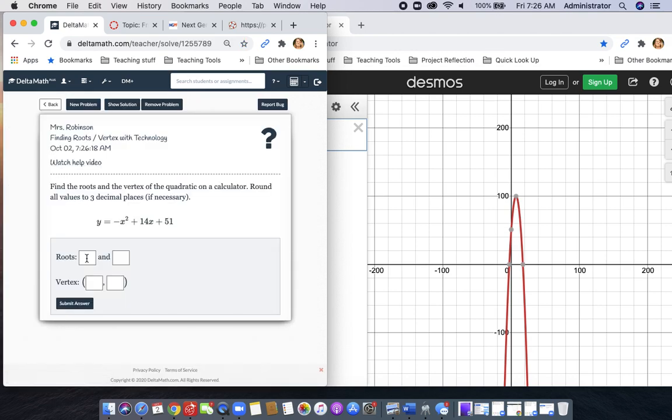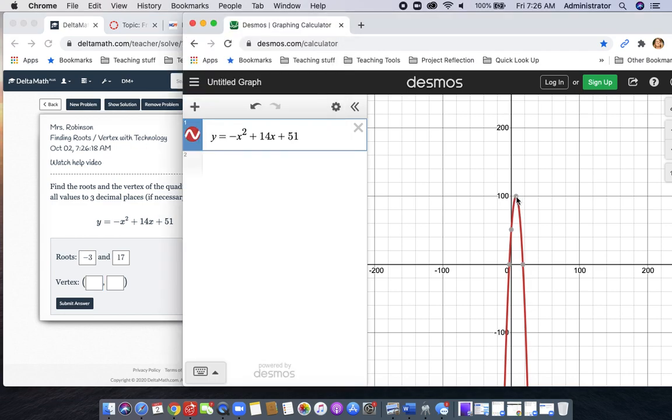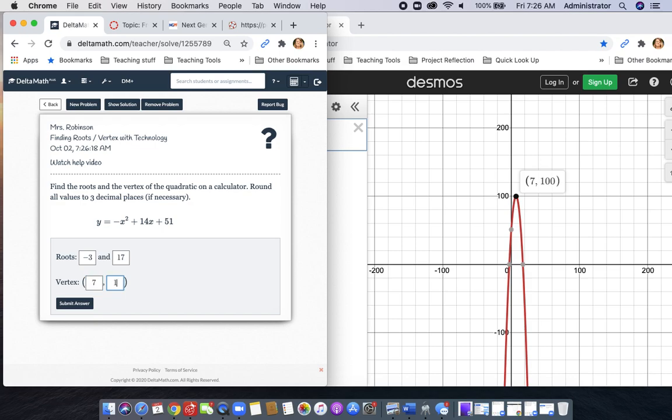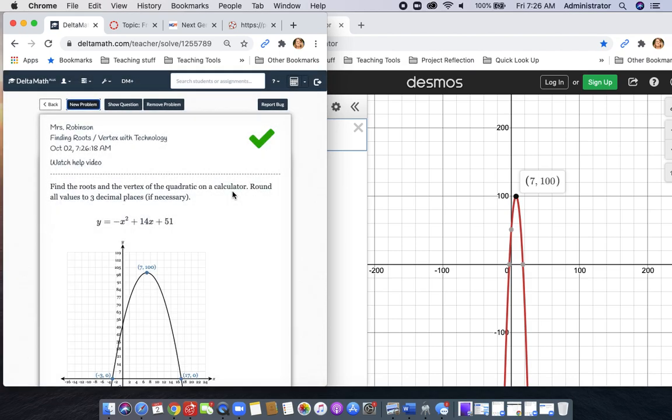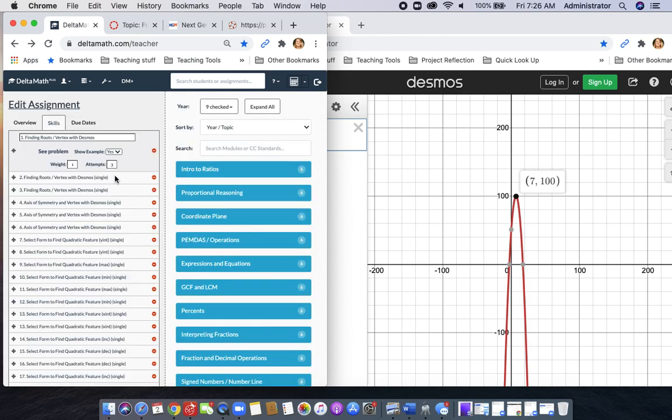So I'm going to go back and do that again. Again, it was -3 and 17. And then again, my vertex was 7, 100. All right, and you're going to submit your answer. And I believe you have three, I'll check real quick. So I believe you have 3 attempts. Yep, you have 3 attempts on every problem, so it's not going to be a big deal if you miss one the first time.